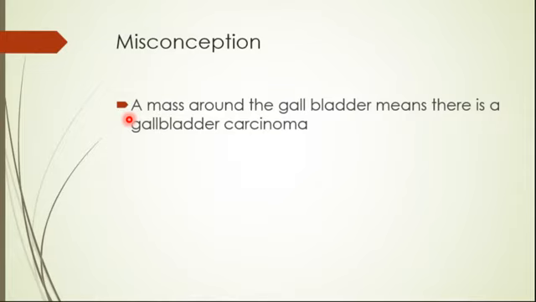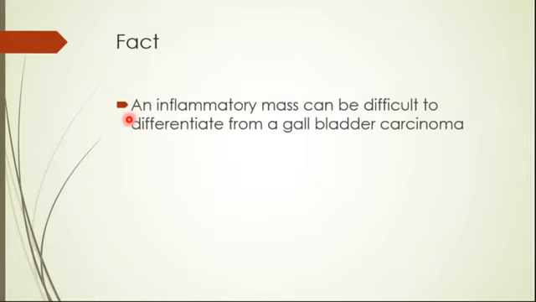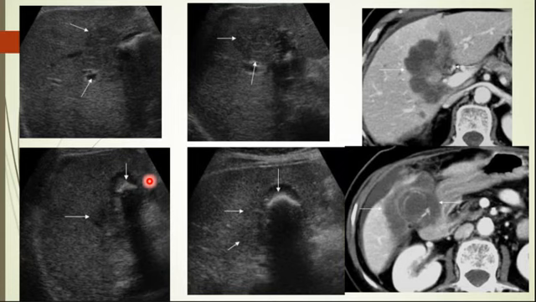Another misconception: a mass around the gallbladder means there is a gallbladder carcinoma. This is not correct. In fact, an inflammatory mass can be difficult to differentiate from gallbladder carcinoma. Like you see here, this was a gallbladder carcinoma with gallstones and a mass infiltrating the liver. You can see a mass infiltrating the liver and a stone within the gallbladder, and on the CT scan you can see the stone filling the gallbladder with a mass infiltrating the liver. This was a gallbladder carcinoma.